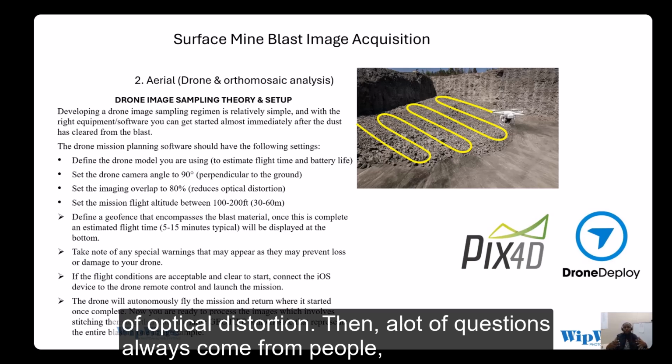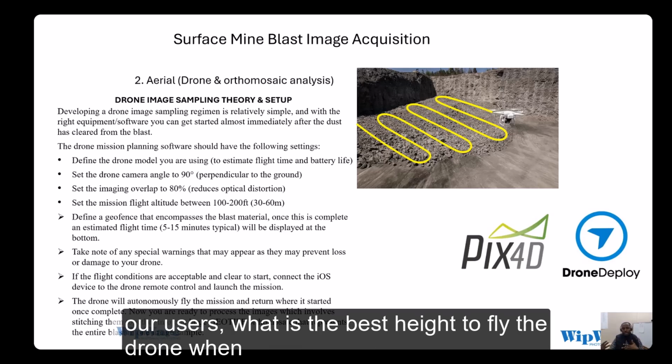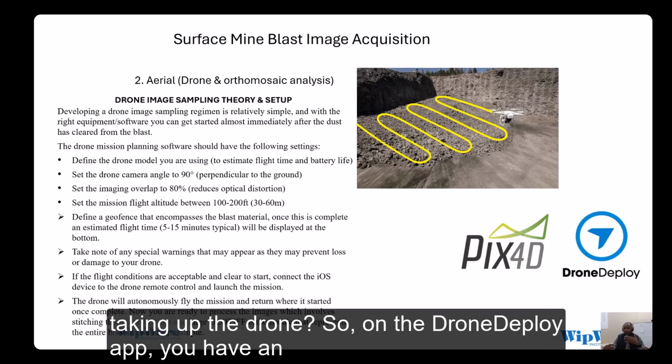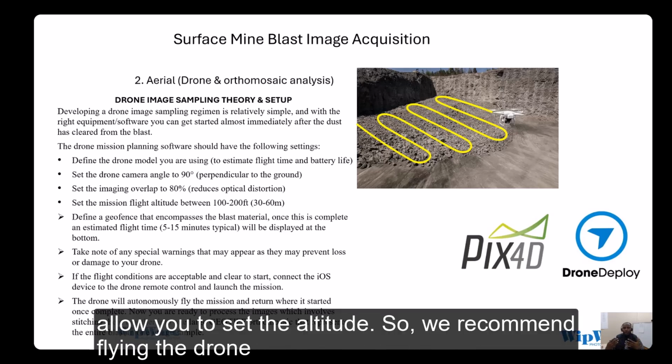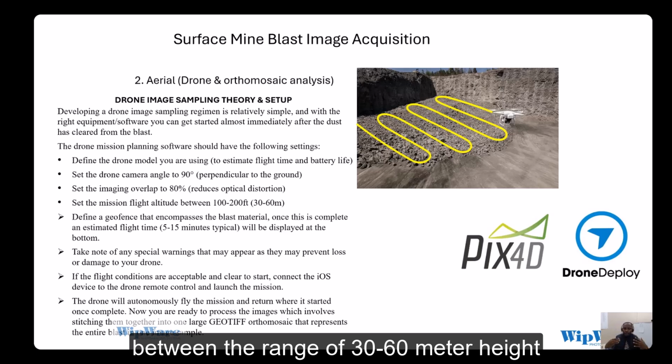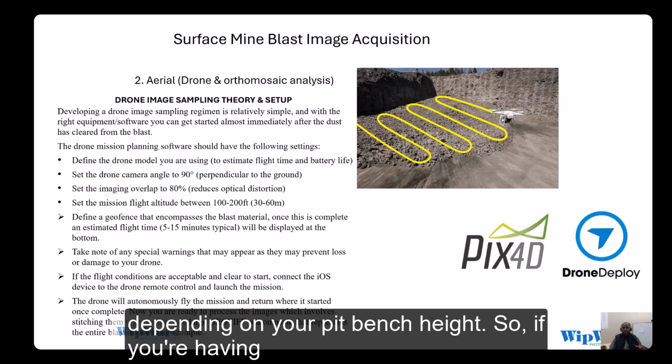Then a lot of questions always come from our users: what is the best height to fly the drone when I'm taking off? On the DroneDeploy app, you have a tool that will allow you to set the altitude. So we recommend flying the drone in the range of 30 to 60 meters height, depending on your pit bench height.